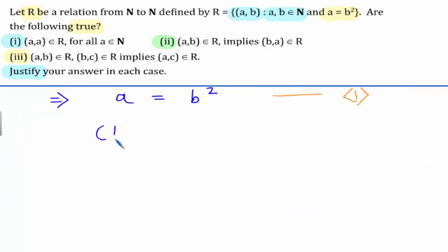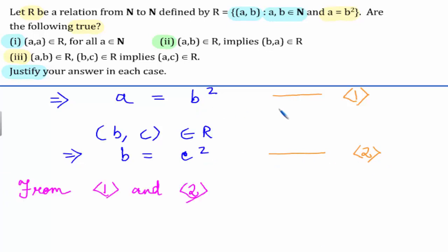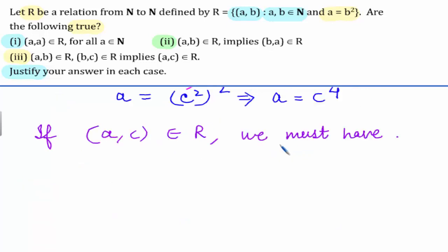And (b, c) belongs to R. This will imply b = c², and let us name this as 2. Now from 1 and 2, we have a = (c²)², which implies a = c⁴. Now, if (a, c) belongs to R, we must have a = c². So let us name this as 3 and this as 4.